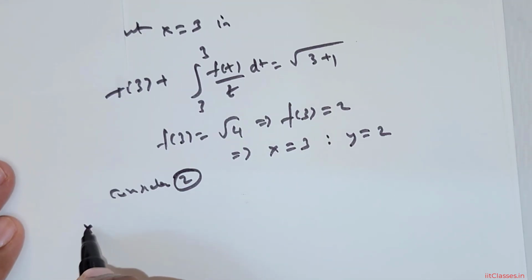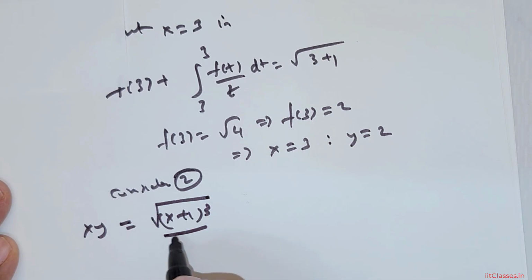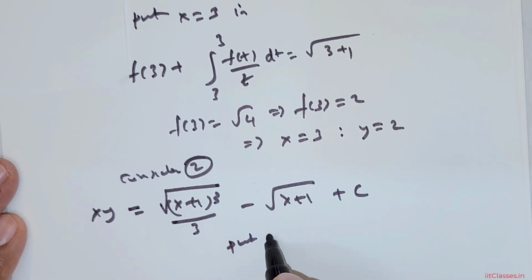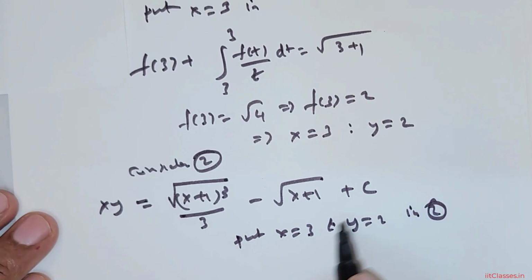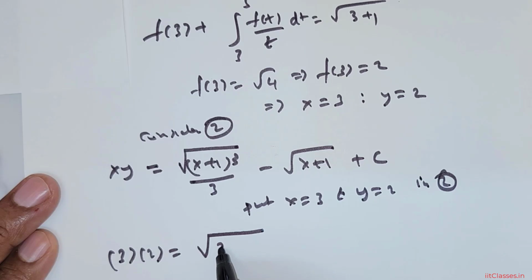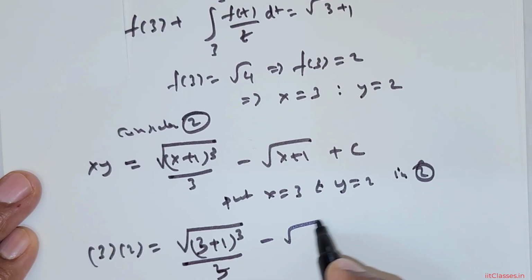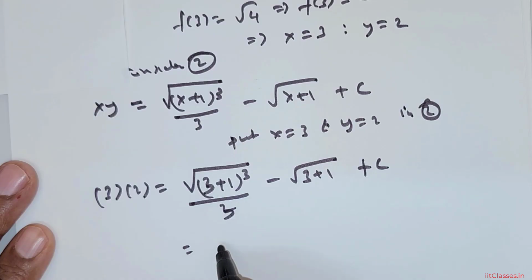What is our 2? This is our 2. Alright. So you have xy is equal to root of x positive 1 raised to the power of 3 divided by 3 negative root of x positive 1 positive c. So you put x is equal to 3 and y is equal to 2 in 2. So this is 3 times 2 is equal to root of 3 positive 1 raised to the power of 3 divided by 3 negative root of 3 positive 1 plus c. Now this is going to be 4 raised to the power of 3. There is already a root of 2 there.